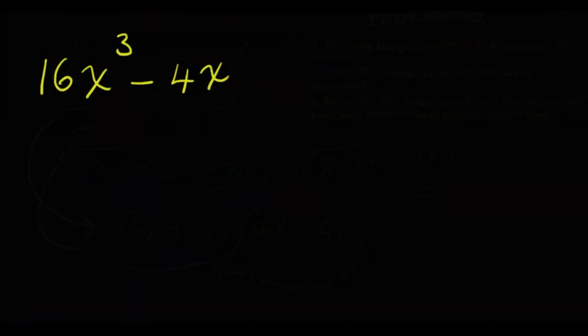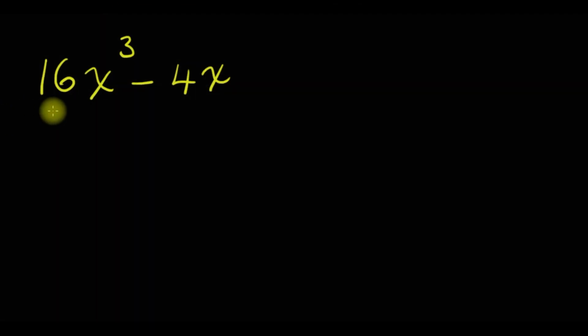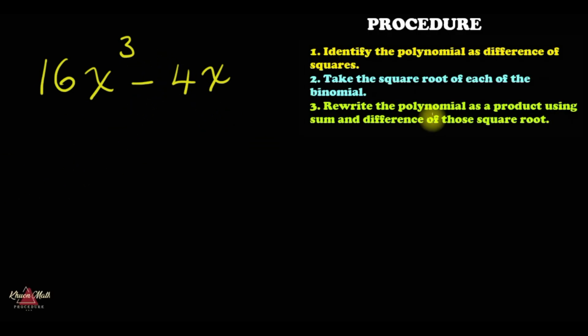Okay, let's take a look at another one here. 16x cubed minus 4x. And we are going to factor this. Here's the procedure. We're going to go through this step by step. Step 1 is to identify the polynomial as a difference of squares. Well, 16x cubed is not a perfect square because x cubed is not a perfect square, even though 16 is a perfect square.